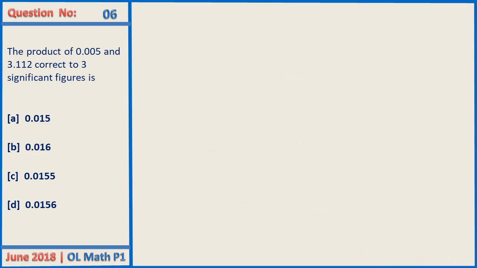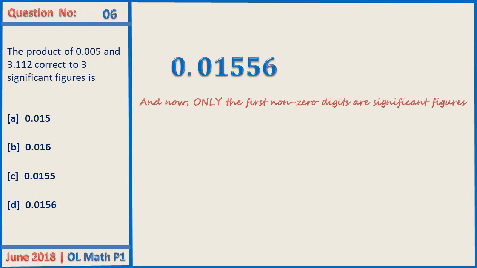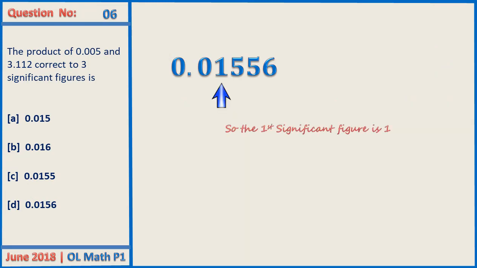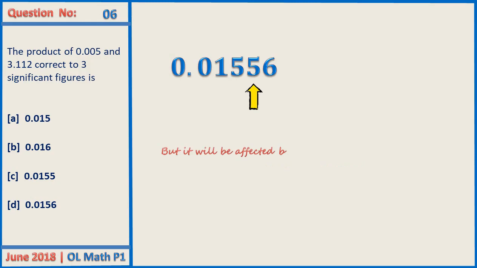Question 6, the product of 0.005 and 3.112 corrected to 3 significant figures is, so on the calculator, 0.005 times 3.112 gives us 0.01556. And now, only the first non-zero digits are the ones which are the significant figures. So here, the first significant figure occurs at 1 because it's the first non-zero digit. The second significant figure is the first 5, and the third significant figure is the second 5. But it is going to be affected by the 6 after it. So we round it up, adding 1 to the 5, to have 0.0156, and our key here is D.